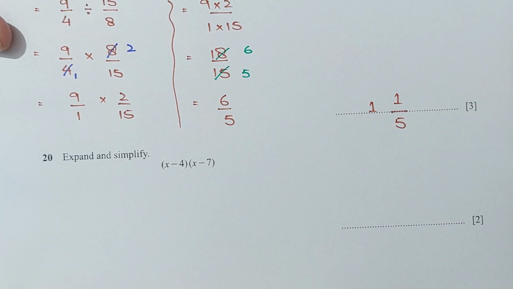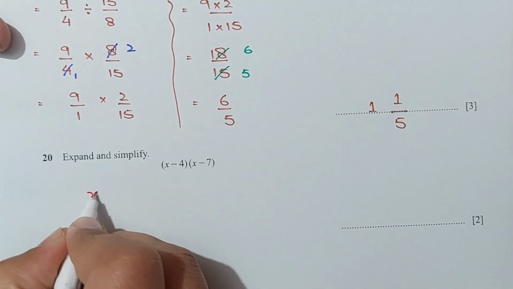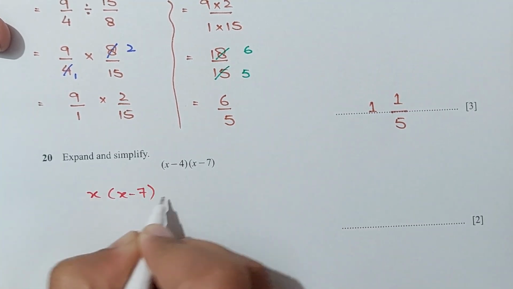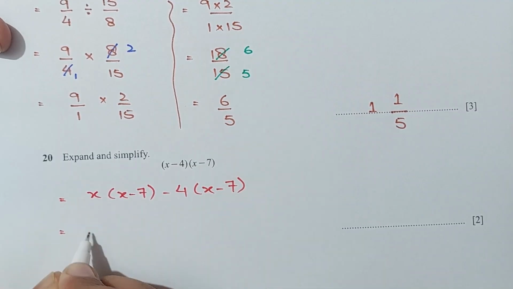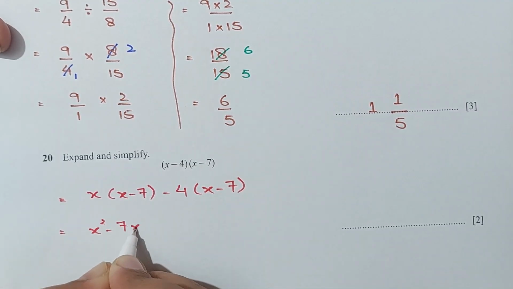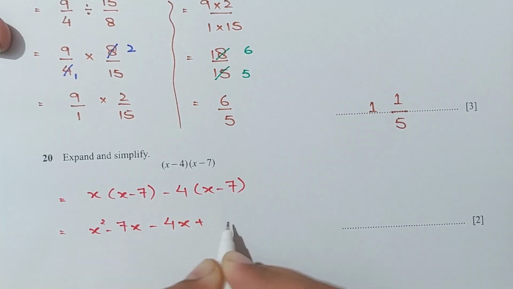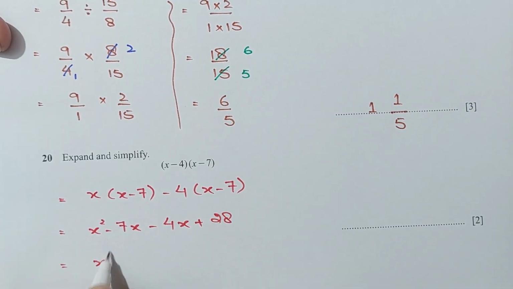Question number 20. Expand and simplify. First, x is distributed into x minus 7 and then negative 4 into x minus 7. We have x squared minus 7x minus 4x and plus 4 times 7 is 28. This is x squared minus 11x plus 28.